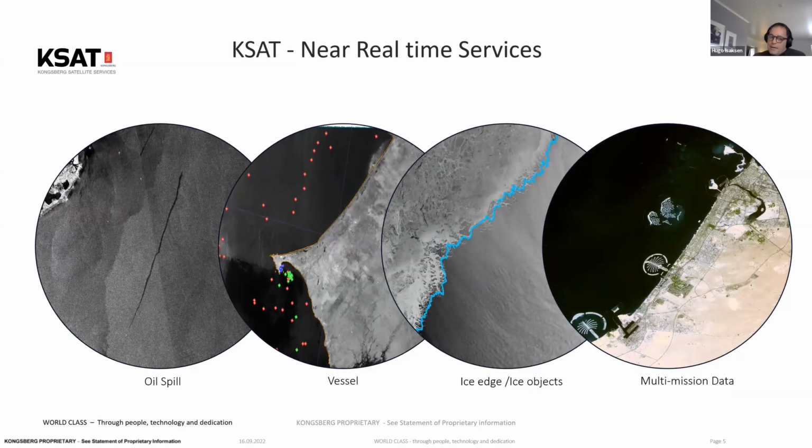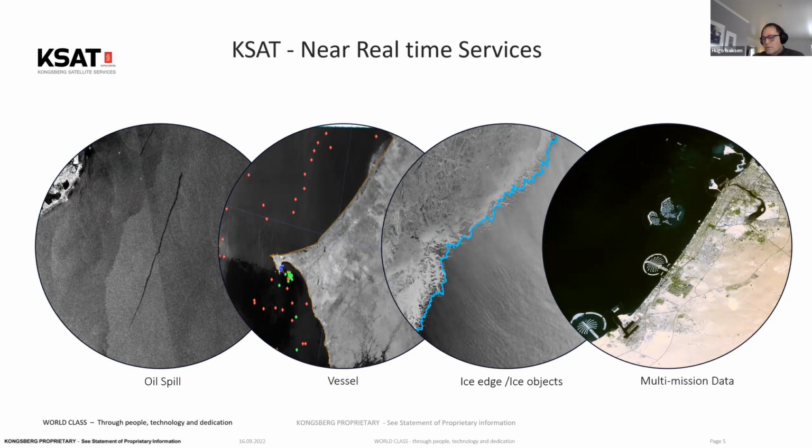As SAR does not need light and it looks through clouds, it's a perfect sensor for operational, reliable monitoring services, since we can plan an acquisition and be quite confident to receive the image as promised. And at KSAT, we have our in-house processors and our global antenna network, and we use this to get the information quickly to the processor and to deliver services fast.